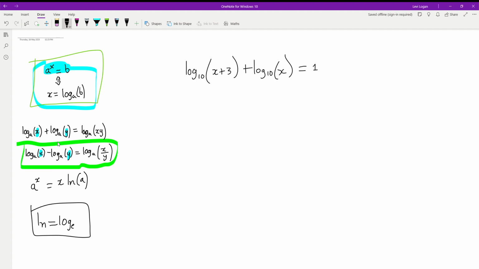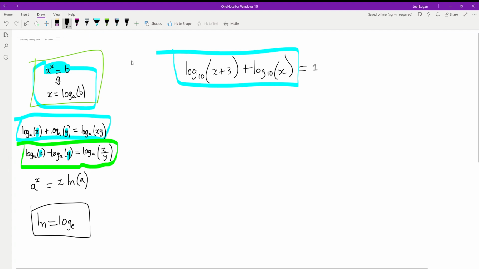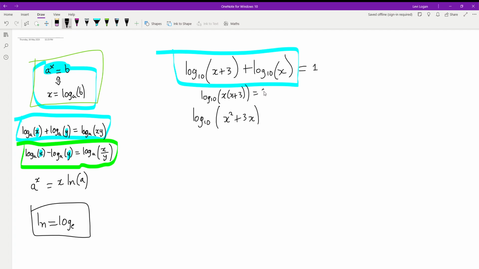So straight off the back, which law are we going to use? We're going to use this one here, aren't we? Because we're adding 2 logs here. So if you can recognize that, that's good. That means we're multiplying x by x plus 3. Now, the x is going to be multiplied by the x and the 3, not just the x. So we rewrite this as log base 10 of x squared plus 3x. I did this step in my head, and I distributed the x, so that is equal to 1.